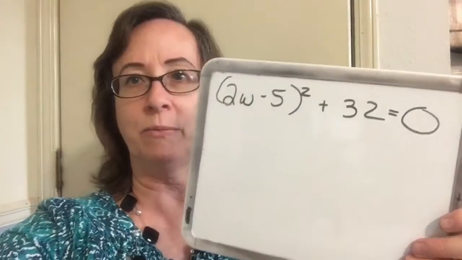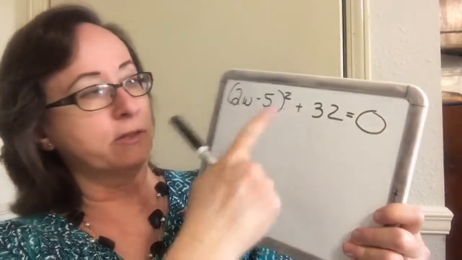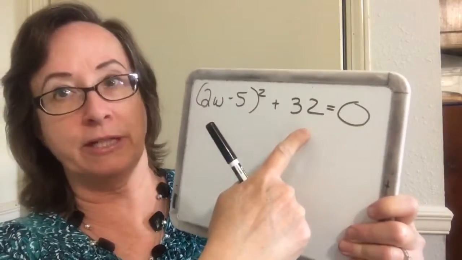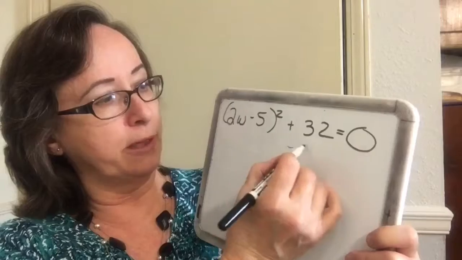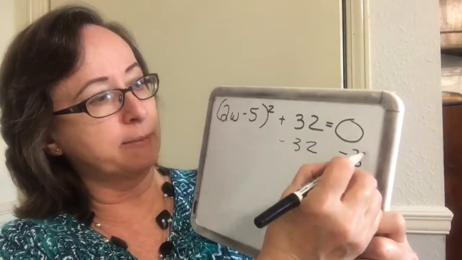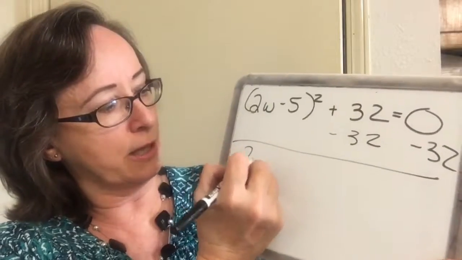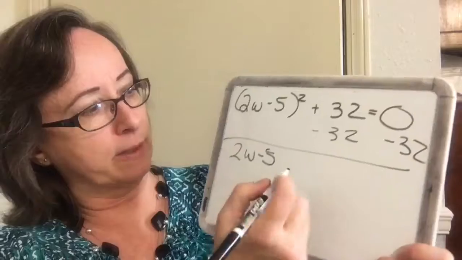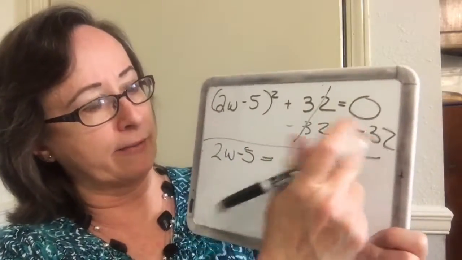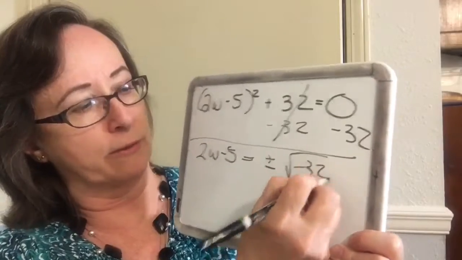All right, so now we have a binomial squared equal to 32. Okay, so we're going to take the 32 and put it on the other side, and it becomes a -32, another complex solution. So 2w minus 5, okay, I'm going to take the square root of that one, and on the other side, I've got plus or minus the square root of -32.